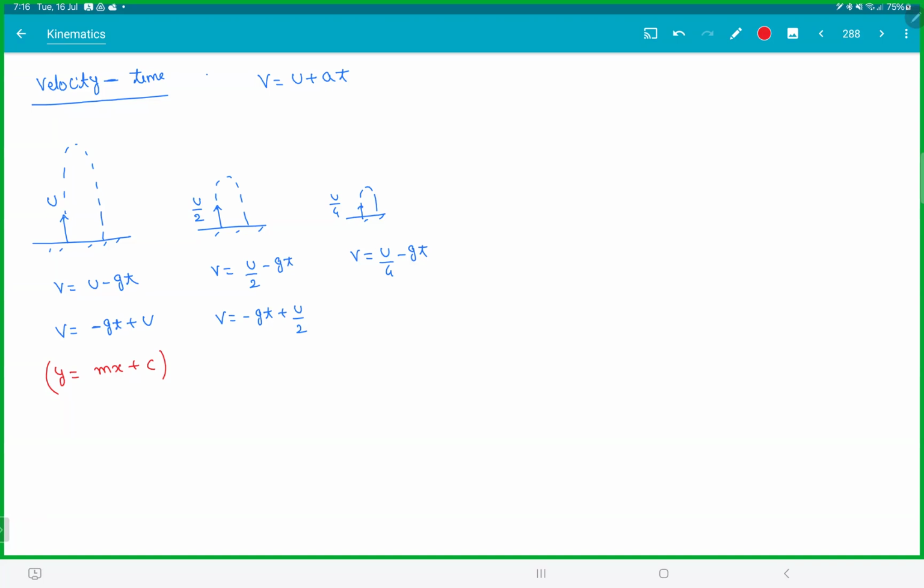There's more data here. What about the H max? We have calculated this in question 20 there. So H max is U square by 2G. If I call this H, the second time the H max would be H by 4. Then the H max will be H by 16 and so on. Similarly, if I say the time of flight is T, then the next time of flight is T by 2, and then T by 4 and so on.